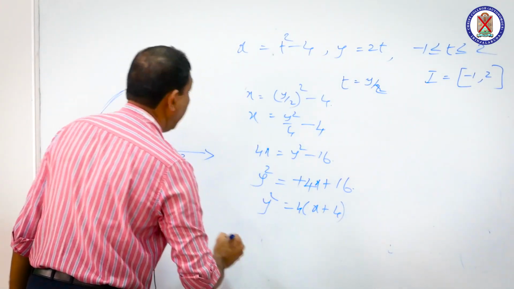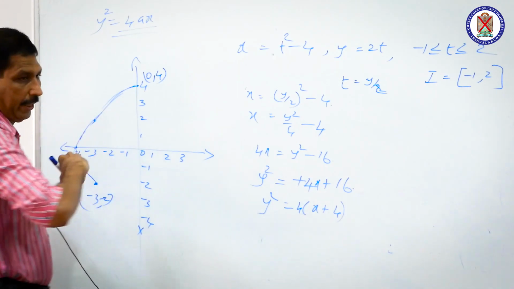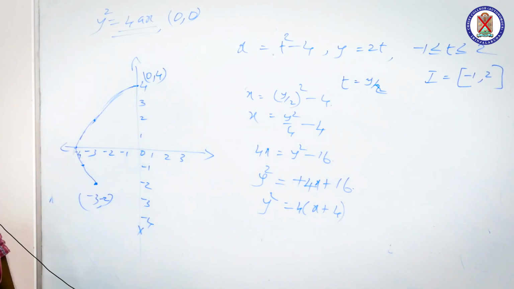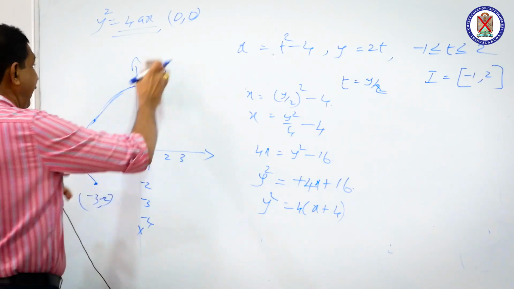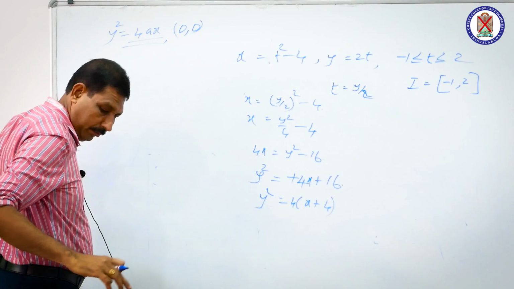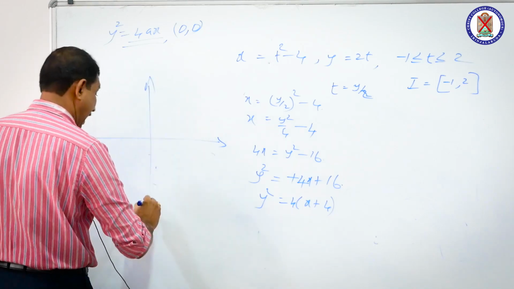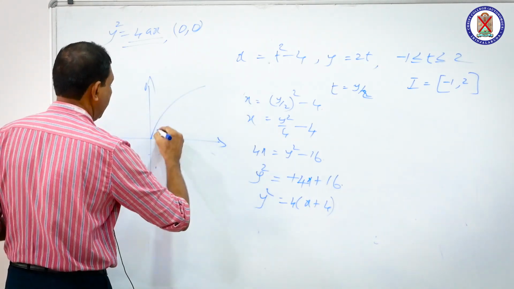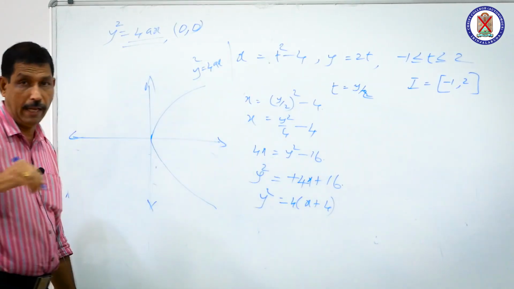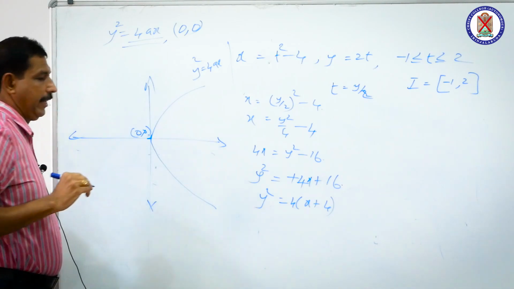You are familiar with the parabola y square equal to 4ax. Its vertex is 0, 0. The figure will be like this. Y square equal to 4ax, where a is a positive number, this will be the figure of the parabola. You are familiar with it in plus 2 classes. 0, 0 is the vertex.